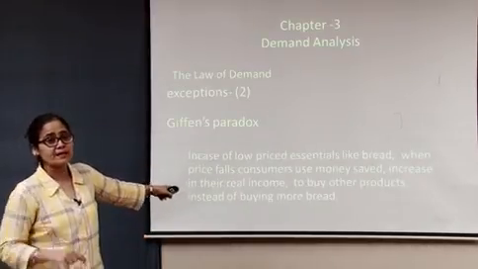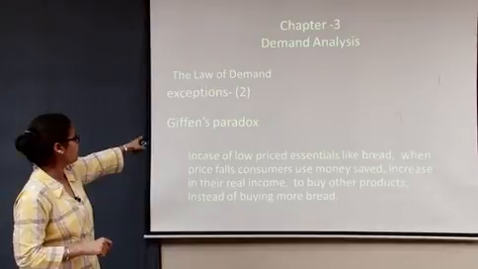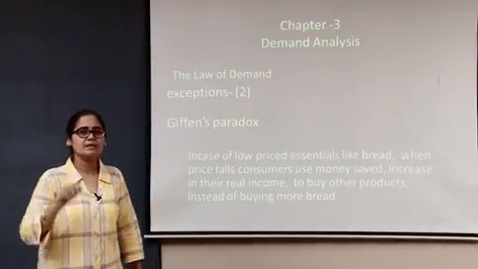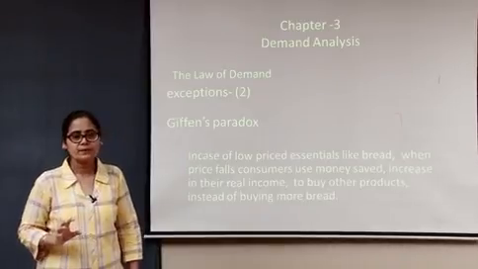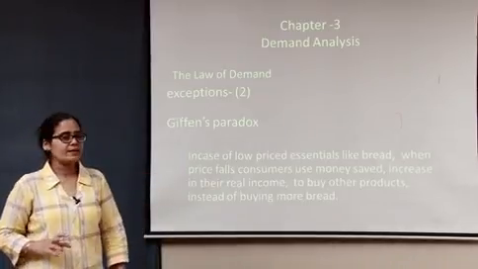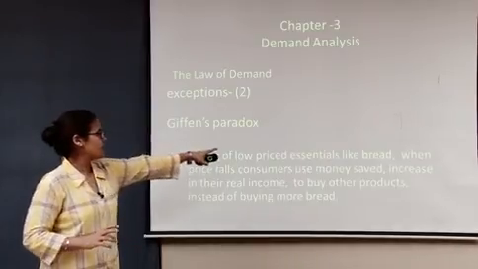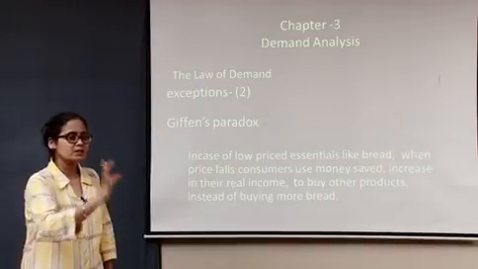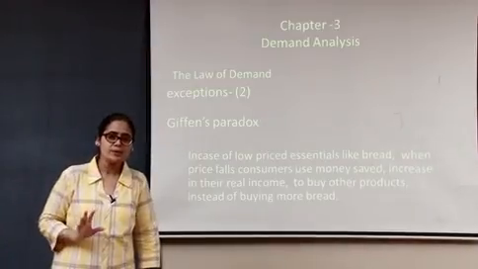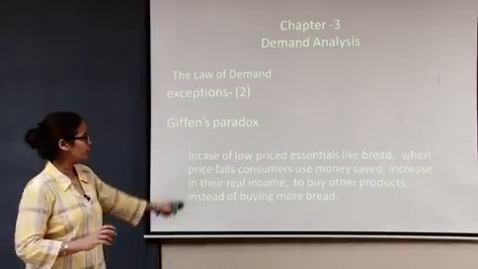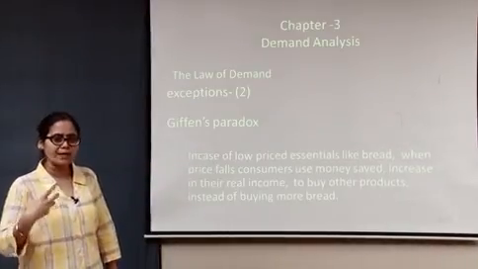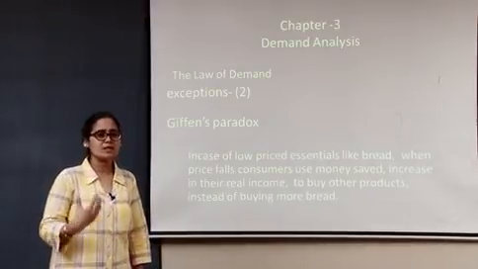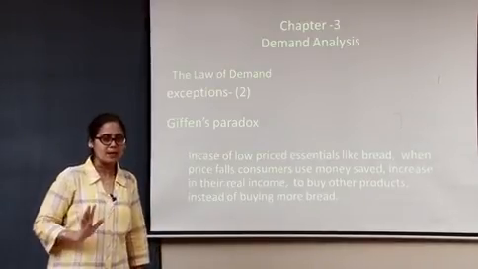Very, very important second exception is, as you see here, Giffen's paradox. Giffen's paradox is given by Sir Robert Giffen. When he tried to find the Giffen's paradox, he took the product bread. The reason, bread was the low priced food available. So when he found in England people who were from the low income group, they always preferred to spend money on bread because bread was the low priced food available.